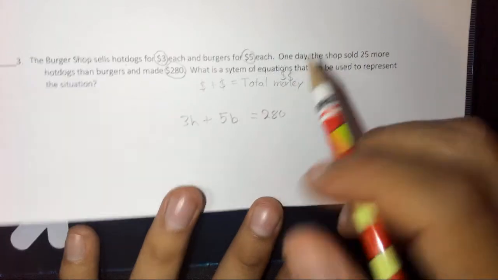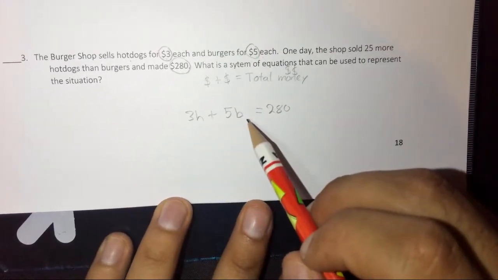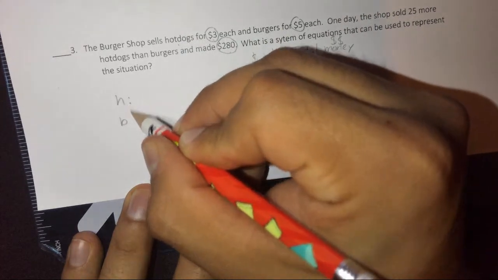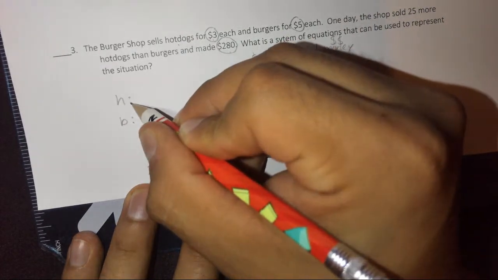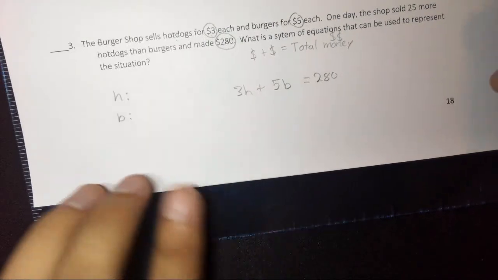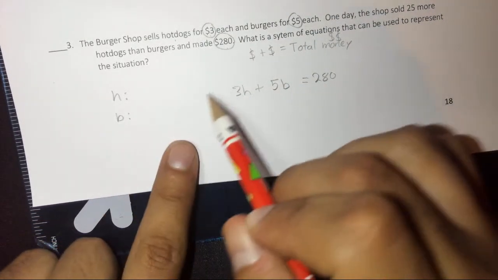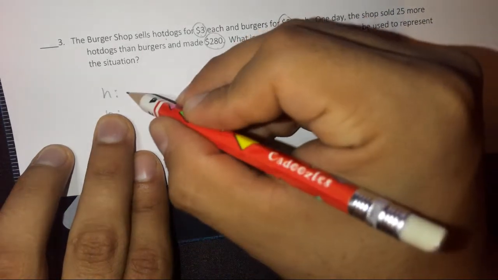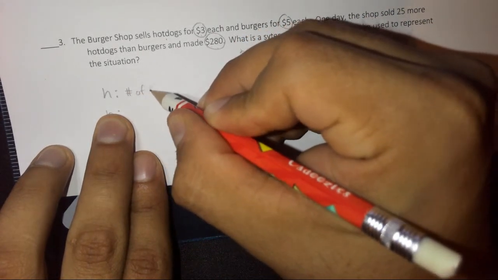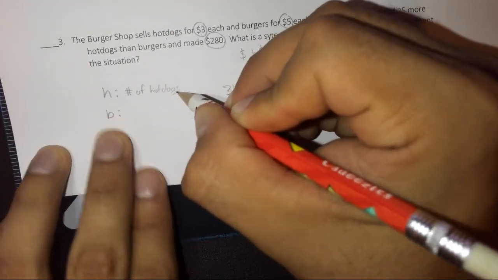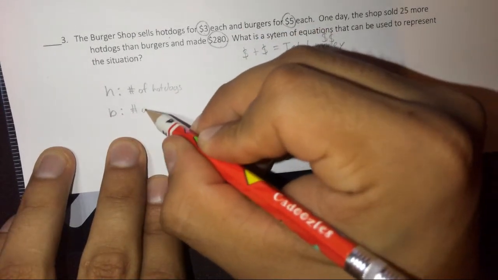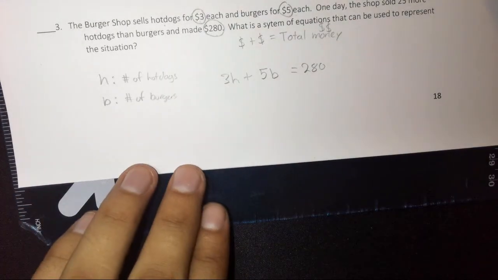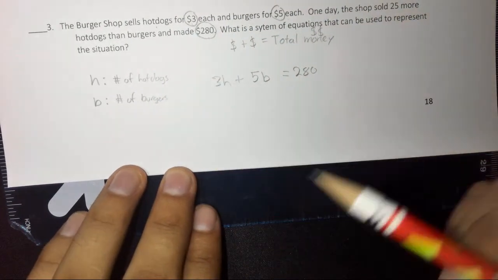Right? Money, money, money. Before we get a little bit too ahead of ourselves, let's make sure that we at least label our variables. So what would H represent? What would B represent? Just really, really quickly. Also, you always want to try to do this anytime that you're writing a word problem. In this case, H represents the number of hot dogs, and B represents the number of burgers. Well, number of hot dogs sold, number of burgers sold, right? But at least something like that, set it up.